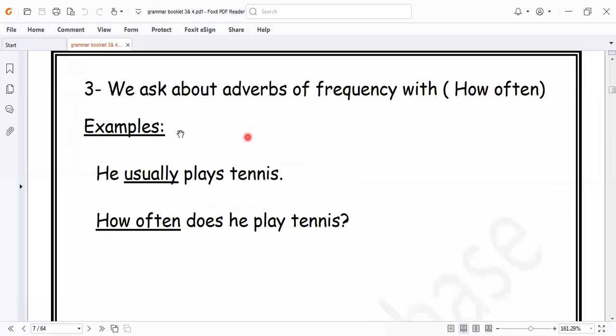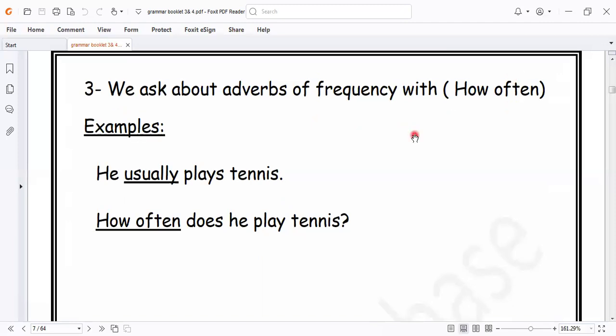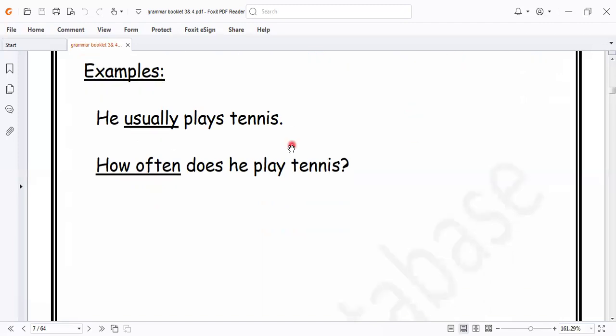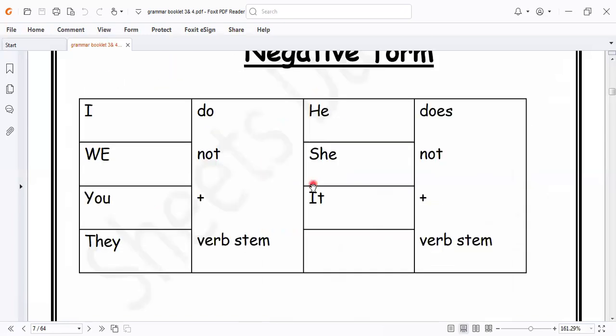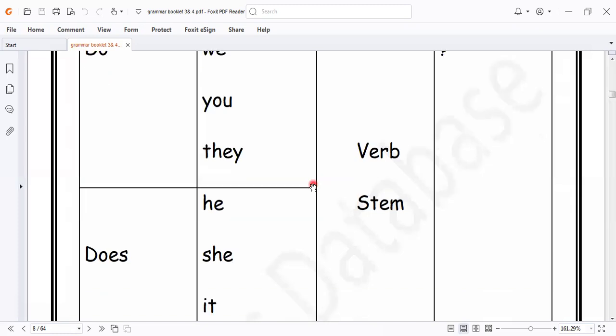Here we ask about adverbs of frequency when we want to know how many times this habit is happening. We say how often, which means twice a week, once a week, and so on. So how often asks about the time of this habit. How often does he play tennis? In the negative form, we use don't and doesn't, as we told before. Here we use do and does, as we told before.